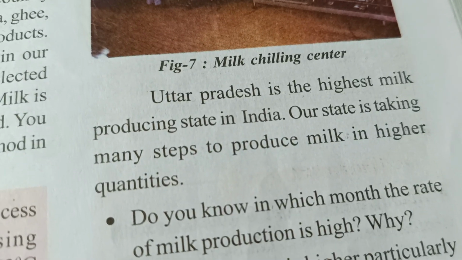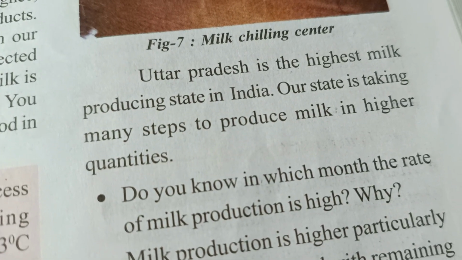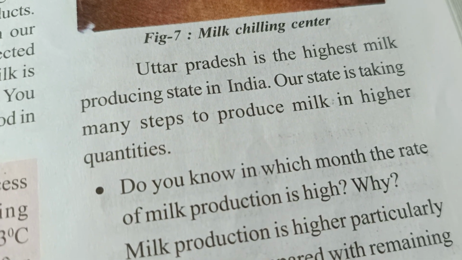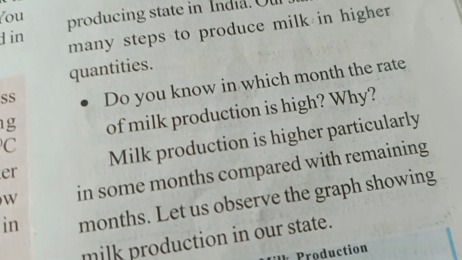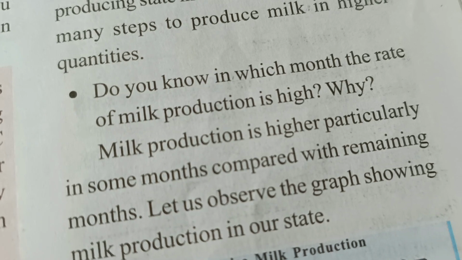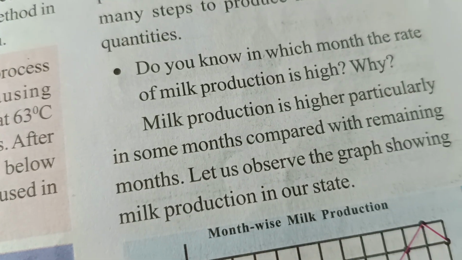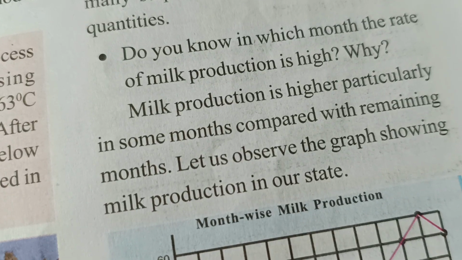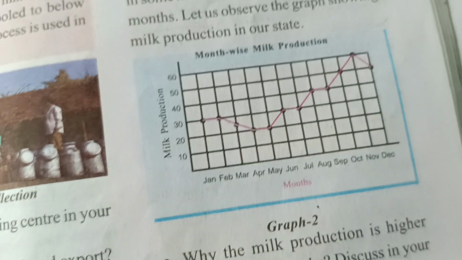Uttar Pradesh is the highest milk producing state in India. Our state is taking many steps to produce milk in higher quantities. Do you know in which month the rate of milk production is high? Why is milk production higher particularly in some months compared with the remaining months? Let us observe the graph showing milk production in our state.